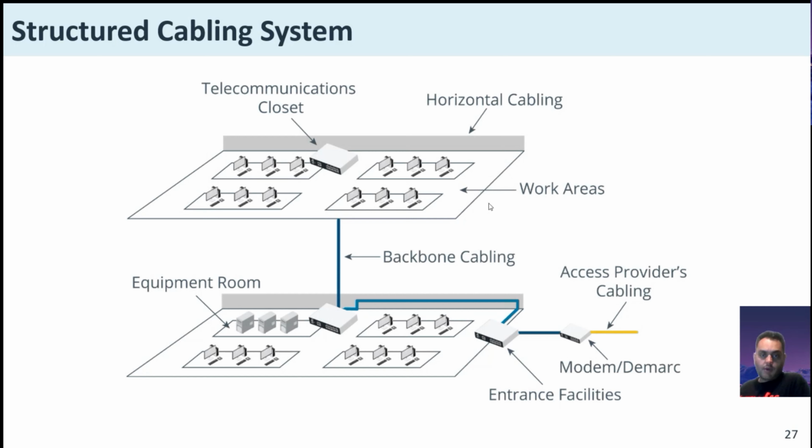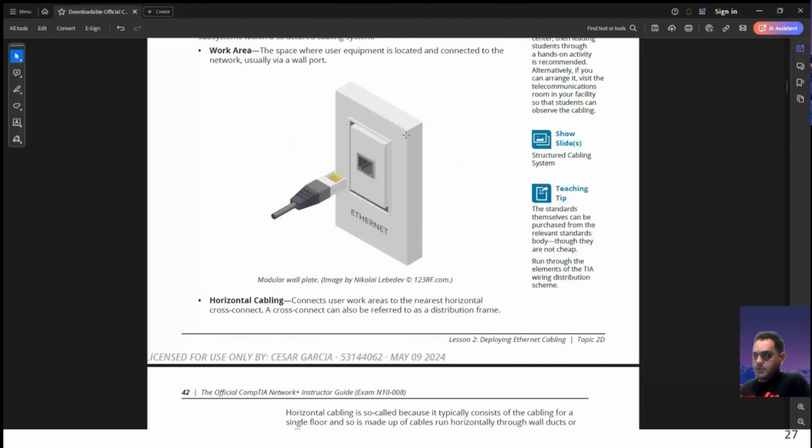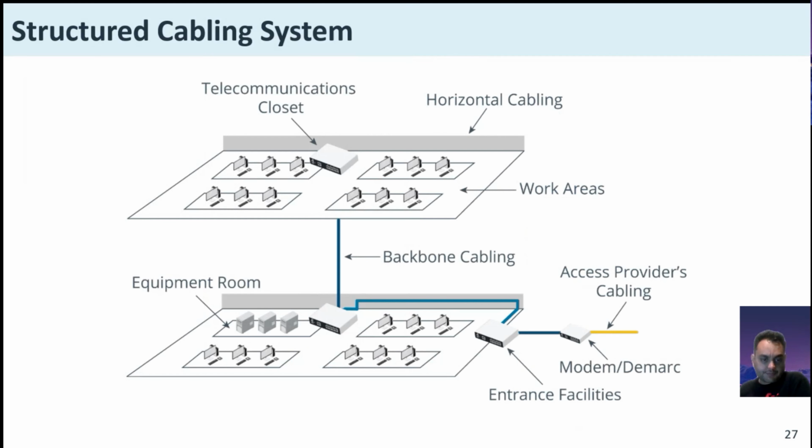They don't have an example of a wall port here. So that's what you'll see, a network jack, a network drop, and a modular wall plate. Most of the time they'll be remodel boxes. Horizontal cabling, which is what you see here. Horizontal cabling connects user work areas to the nearest horizontal cross connect. A cross connect can also be referred to as a distribution frame.